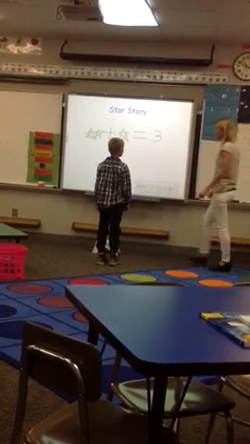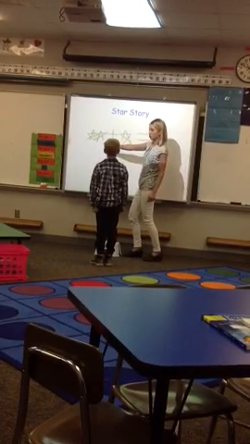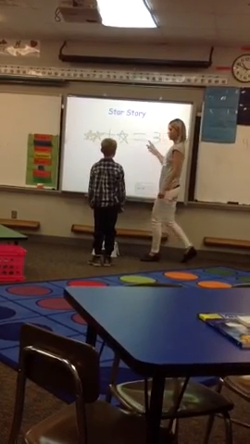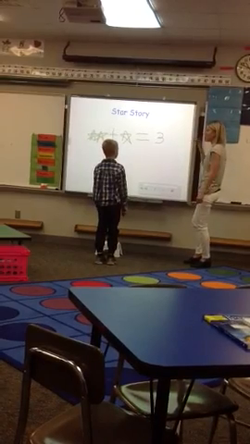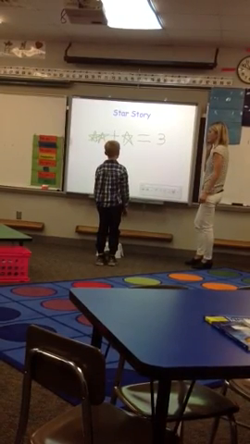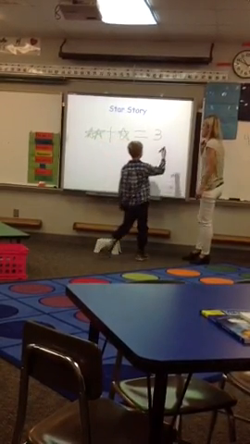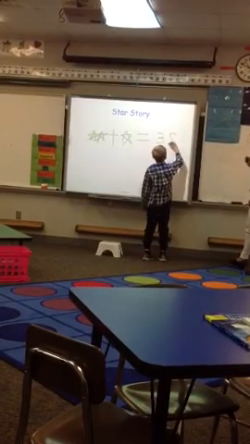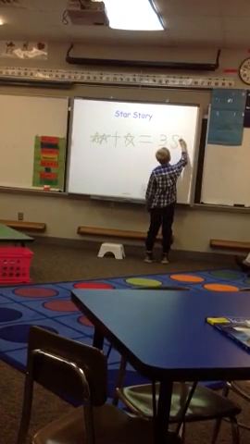Awesome. Can you read it to me? 2 stars plus 1 star equals 3 stars. Okay, and what do we need? Because right now I see 3. What do we need behind 3? You just said it. Stars. There we go. He's going to use this label and he's going to write stars.